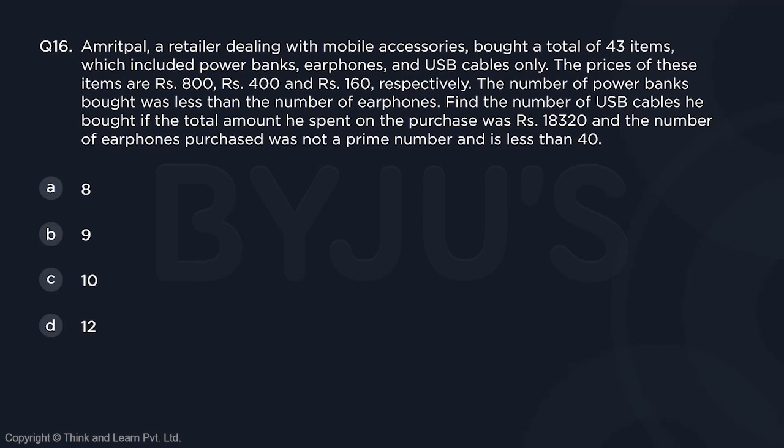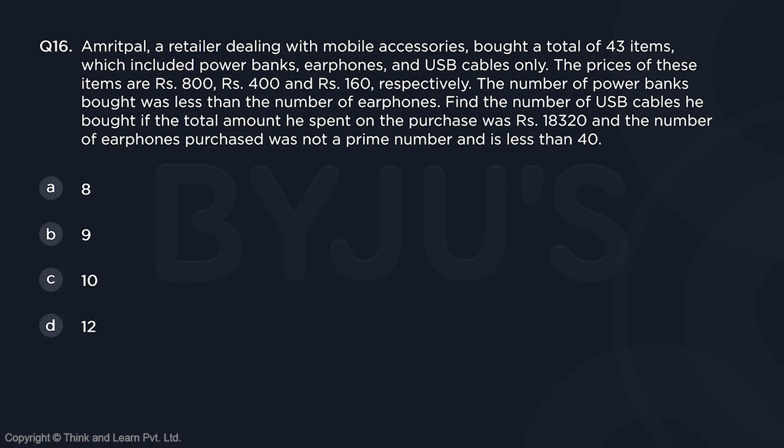Question number 16. Amritpal, a retail dealer with mobile accessories, bought a total of 43 items, which include power banks, earphones, and USB cables only. The prices of these items are 800, 400, and 160 respectively.